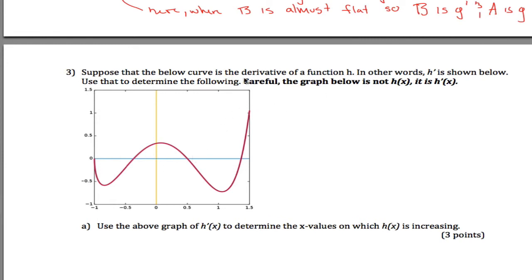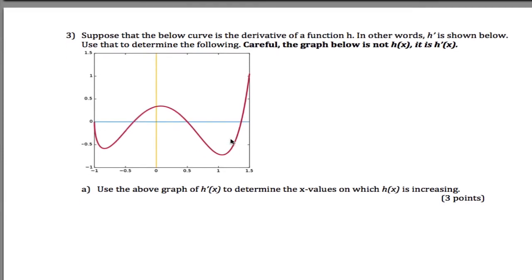Suppose that the below curve is the derivative of a function h. In other words, h prime is shown below. Okay, so this is h prime. This is the derivative. Use that to determine the following. And careful, the graph below is not h, it's h prime, just because I've given this problem in the past and people made that mistake. This is the derivative of some function h. Use the above graph to determine the x values on which h is increasing.